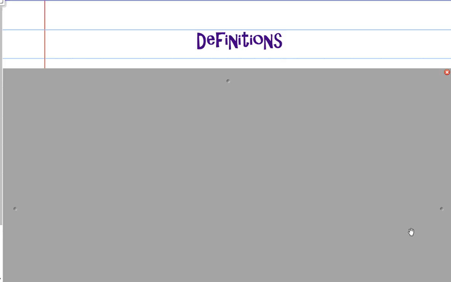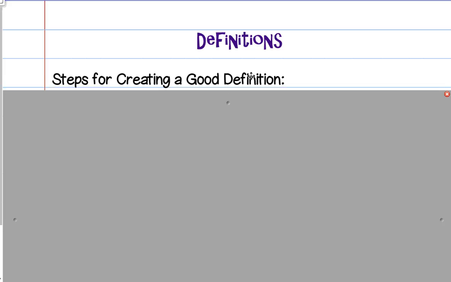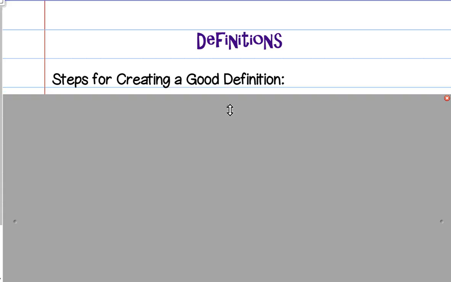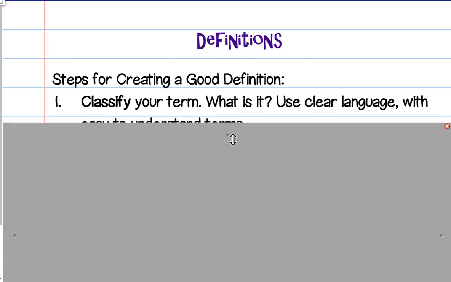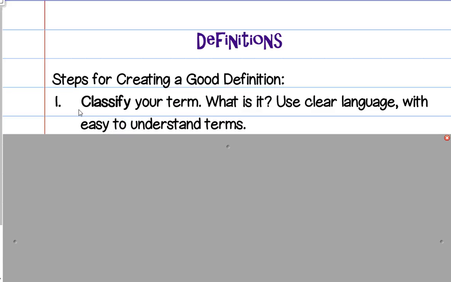All right, today we're going to talk about what a definition is in math. Definitions in math are very specific, and there are some steps that we need to follow in order to create a good definition. All right, so the first step is to classify your term. What is it? What exactly are we trying to define?